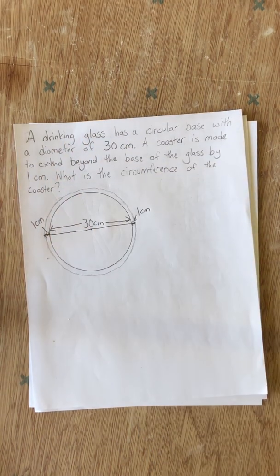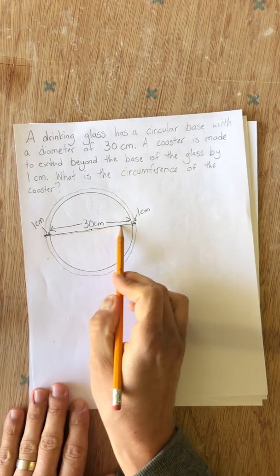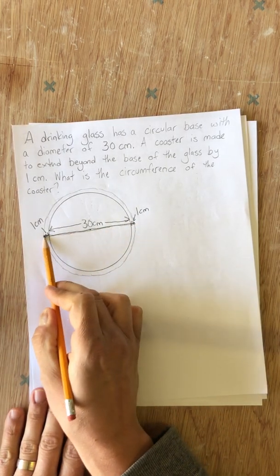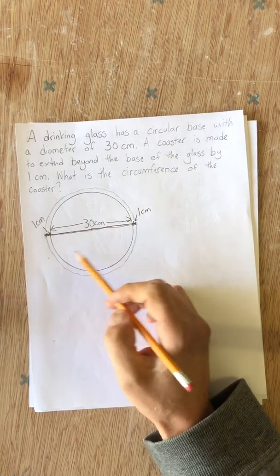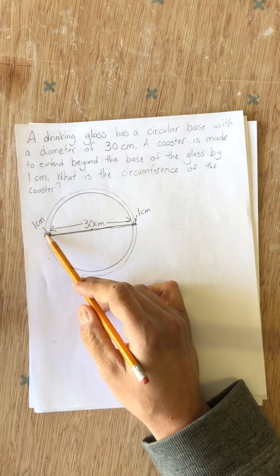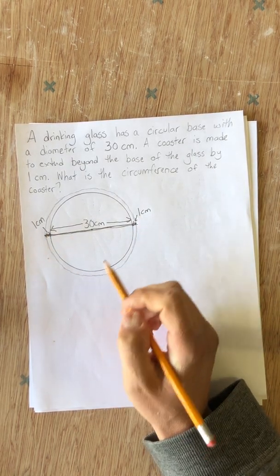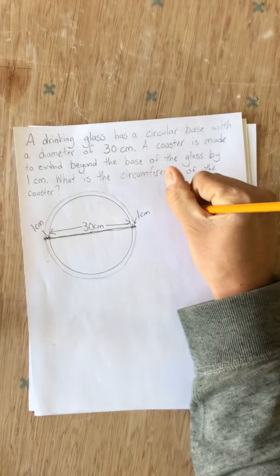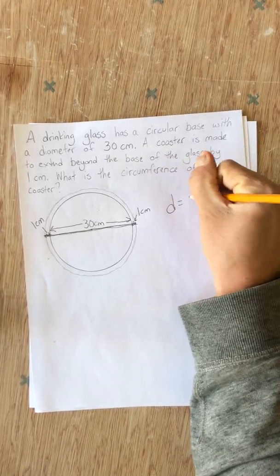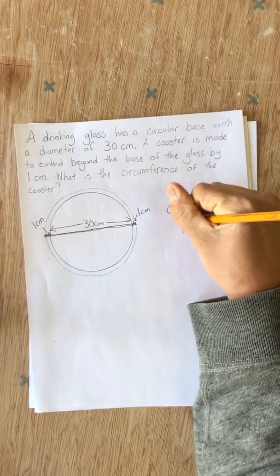Okay, so what is the diameter of that coaster going to be? Well, the diameter of that coaster is going to be this distance all the way across here. So the diameter of that coaster is going to be the 30 centimeters that we have here, plus the 1 centimeter that we have here, and the 1 centimeter that we have here. So my coaster is actually 30 plus 1 plus 1. It is 32 centimeters. So there we go. That's my coaster.